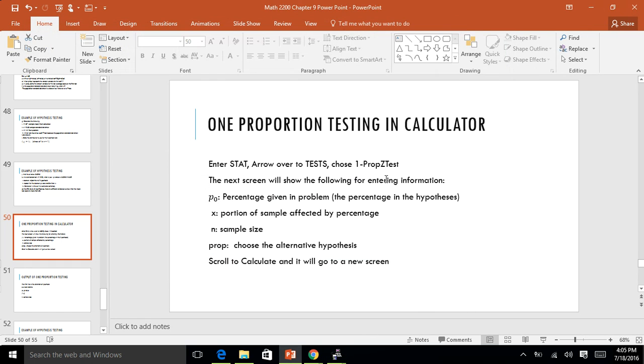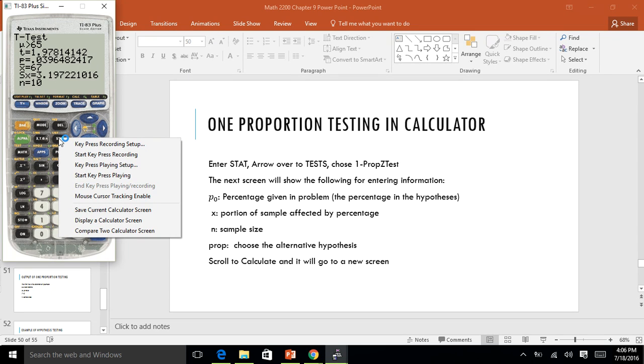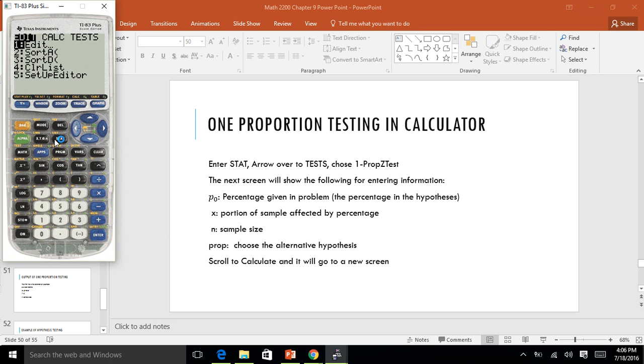Oops, that's not it again. Having difficulty today. All right, so turn it on. And this one's a little bit trickier to find, but you're not going to have to put any data in. That's the great thing. So go to stats, and go over to test. This one is down at number 5, one proportion z-test.